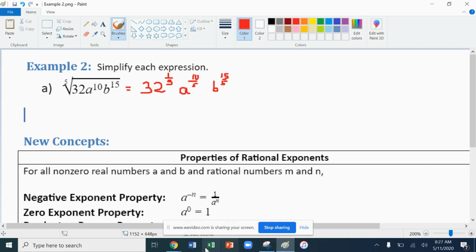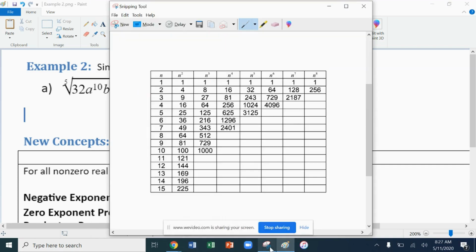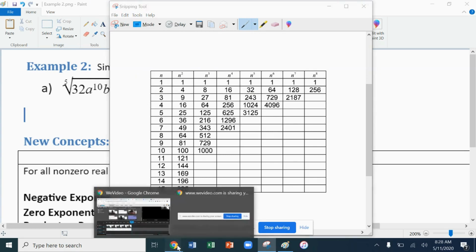Now, that is the 5th root of 32, and there are a couple of options that you can do. One option is you can use your power sheet. So the 32 is the result of taking 2 and multiplying it out 5 times. So the 5th root of 32 would be 2. Or you can use your calculator.